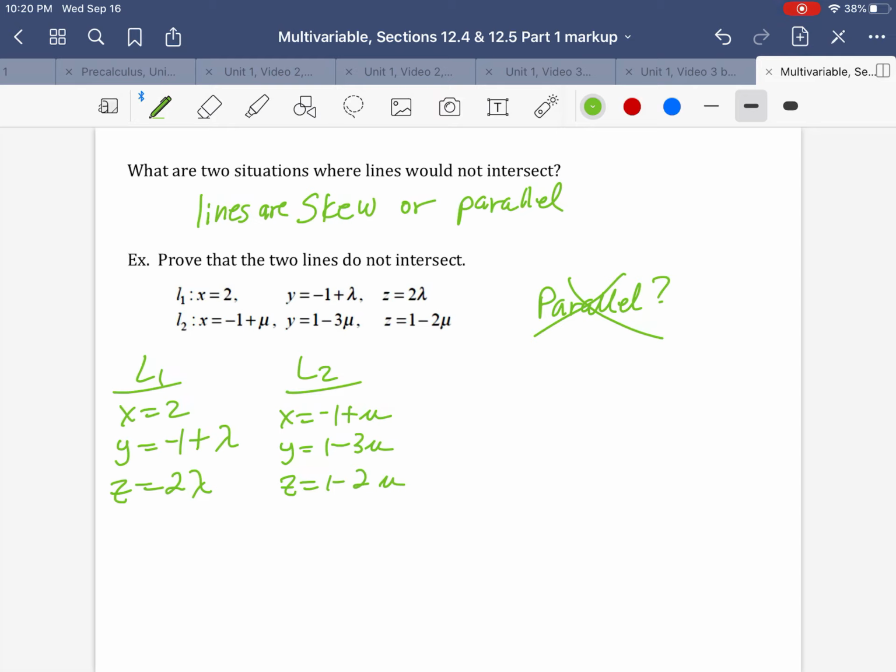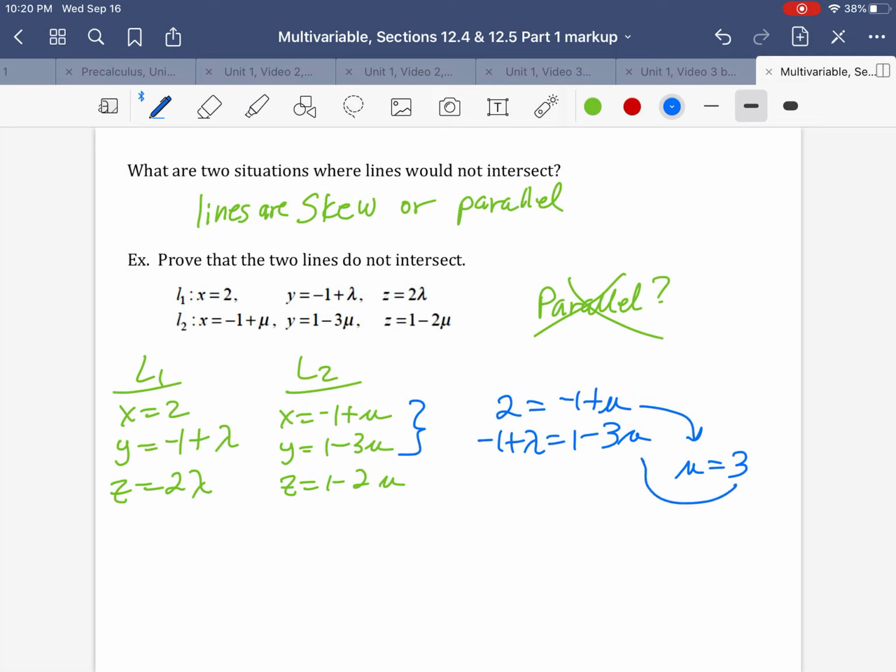Another reason they don't intersect is because they're skew. Remember, I can take any two of these and set them equal to each other. So I'm going to use these first two: 2 equals -1 plus mu, and then -1 plus lambda equals 1 minus 3 mu. All right, so hey, this is an easy one right there. This means that mu would have to be 3.